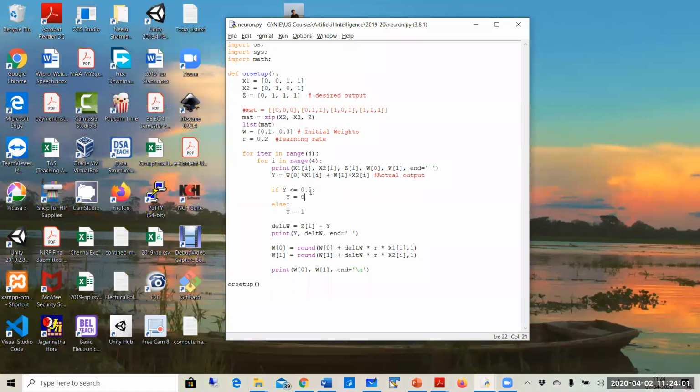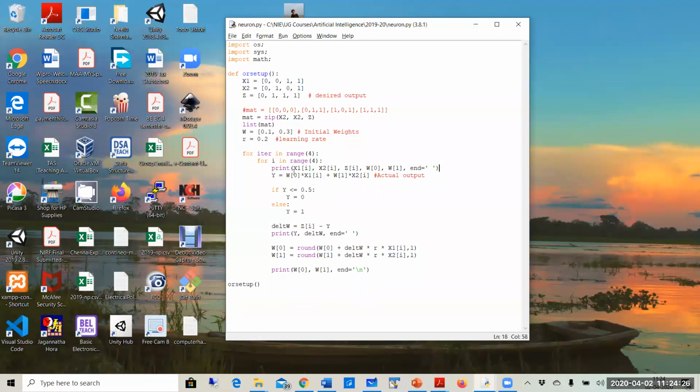So let's not understand this for loop first. Let's understand this part. The first line is printing y, which is equal to W1 into x1 plus W2 into x2. This is the actual output. If y is less than or equal to 0.5, y is equal to 0, else y is equal to 1. So I multiply, but I am checking whether it is 0 or 1. I just need 2 answers here, 0 or 1, that's all.